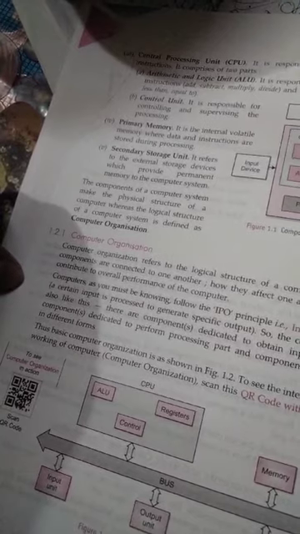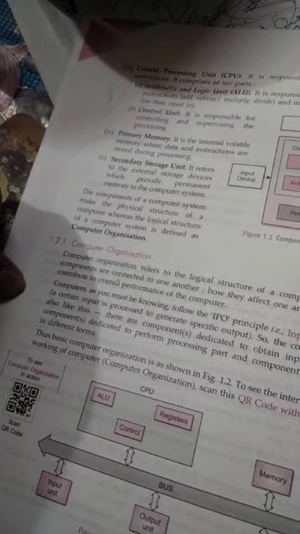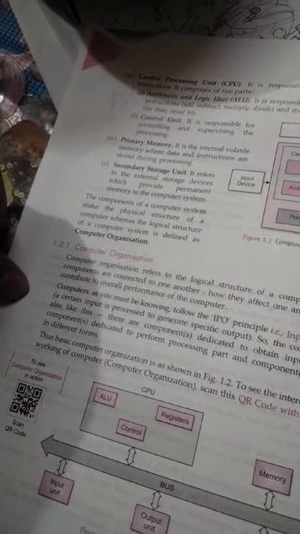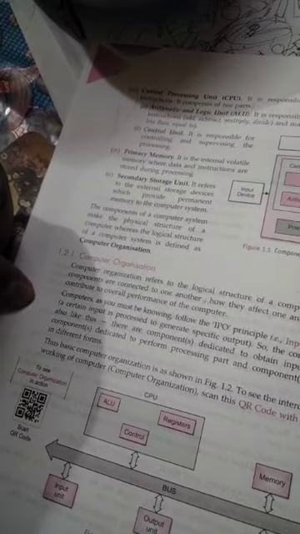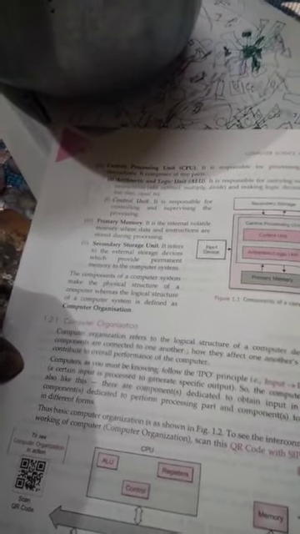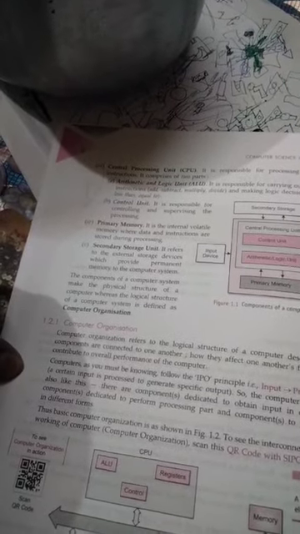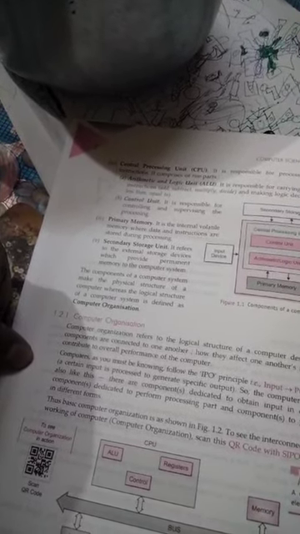Primary memory. It is the internal volatile memory where data and instructions are stored during processing. Secondary storage unit. It refers to the external storage devices which provide permanent memory to the computer system. The components of a computer system make the physical structure of a computer, whereas the logical structure of a computer system is defined as computer organization.